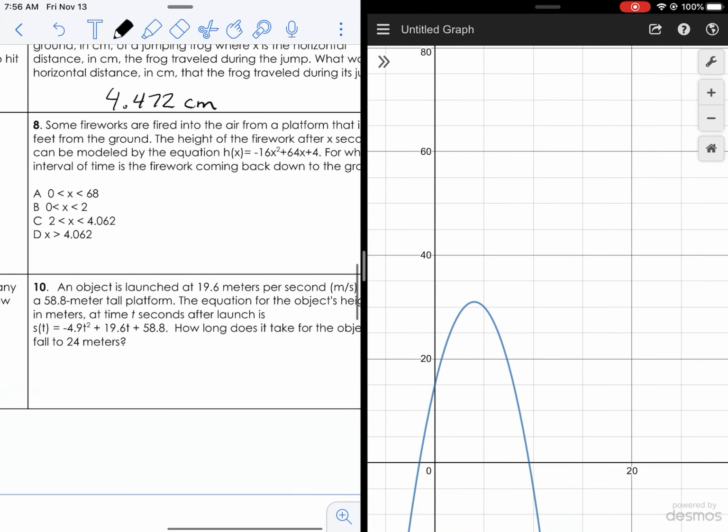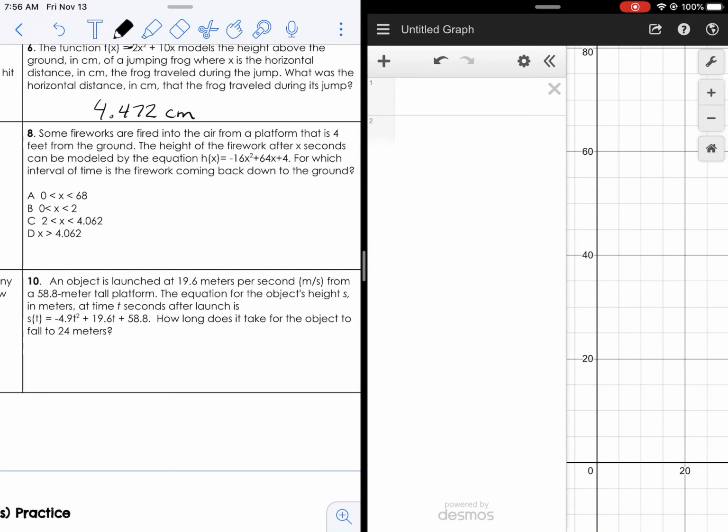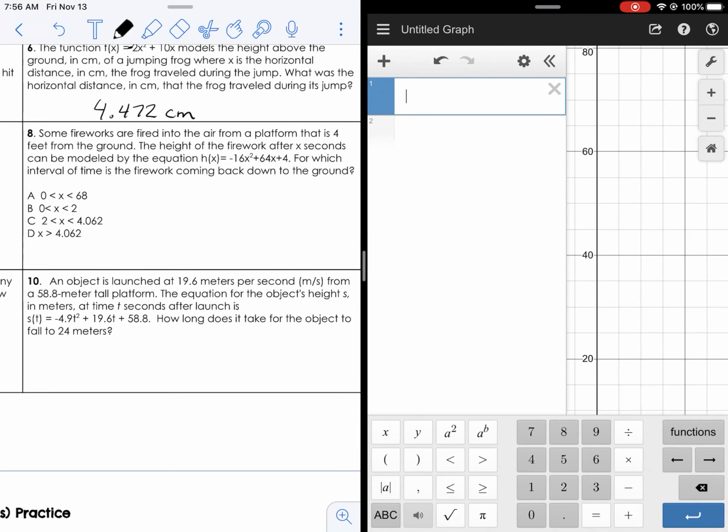Alright, number 8, some fireworks are fired into the air from a platform that is 4 feet above the ground. The height of the firework after x seconds is modeled by the function. For which interval of time is the firework coming back down to the ground? Okay, so let's type that in. Negative 16x squared plus 64x plus 4.